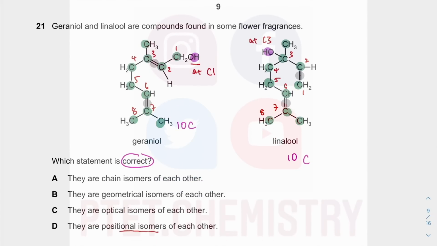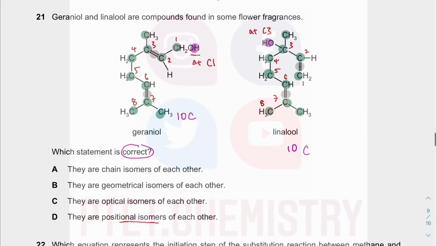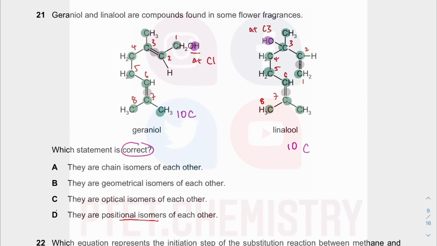Okay, because your 6, 7 alkene is still there. Your 1, 2 alkene has also changed to 2 and 3. So that is definitely position. Alright? Yeah, definitely positional isomers. Okay, so not only has your OH position changed, but your alkene has changed from between 1 and 2 to between 2 and 3.